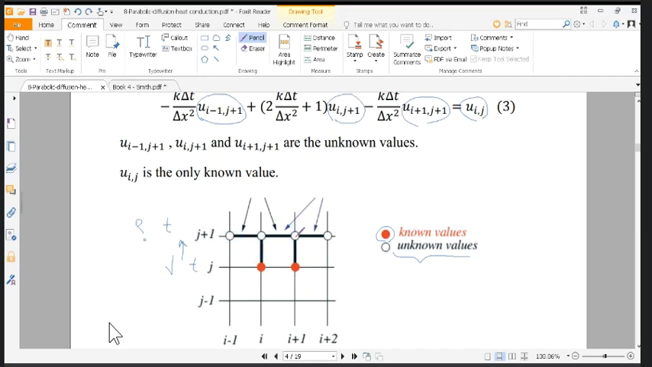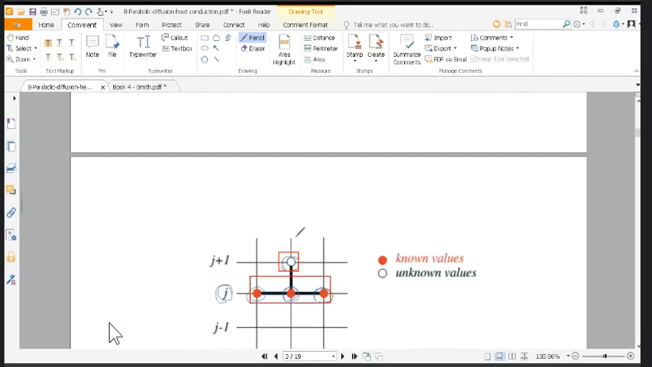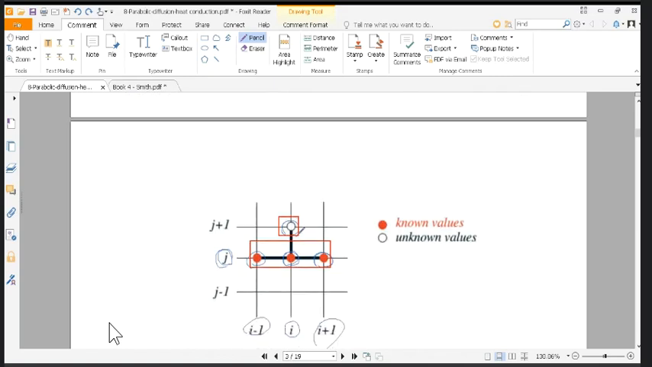Please attention. This is implicit, in contrast to the explicit method here. In the explicit method, at the new time step, we have only 1 point at the time level j plus 1.